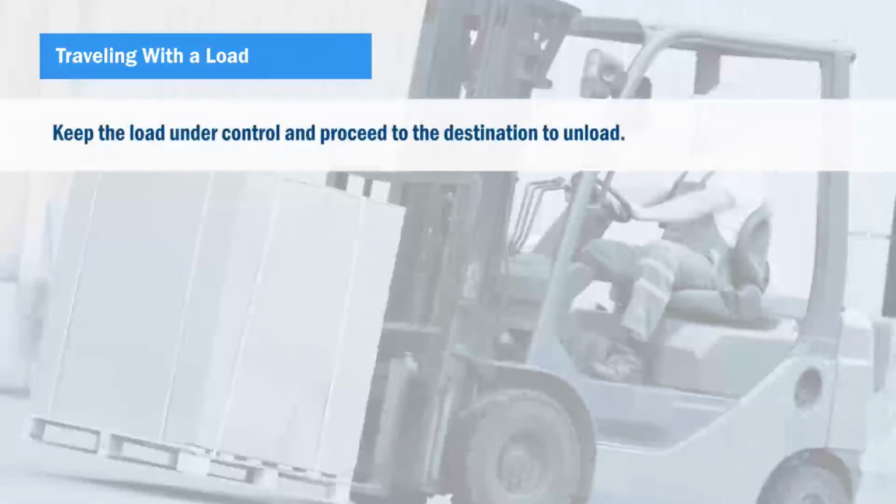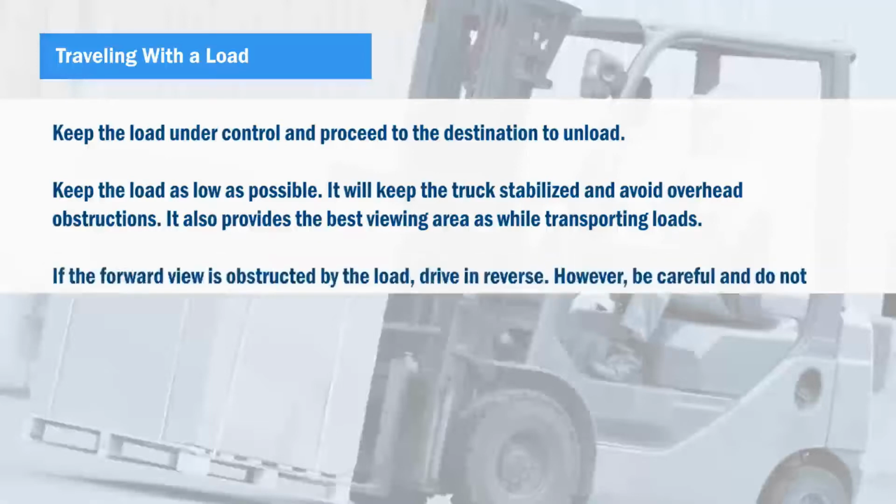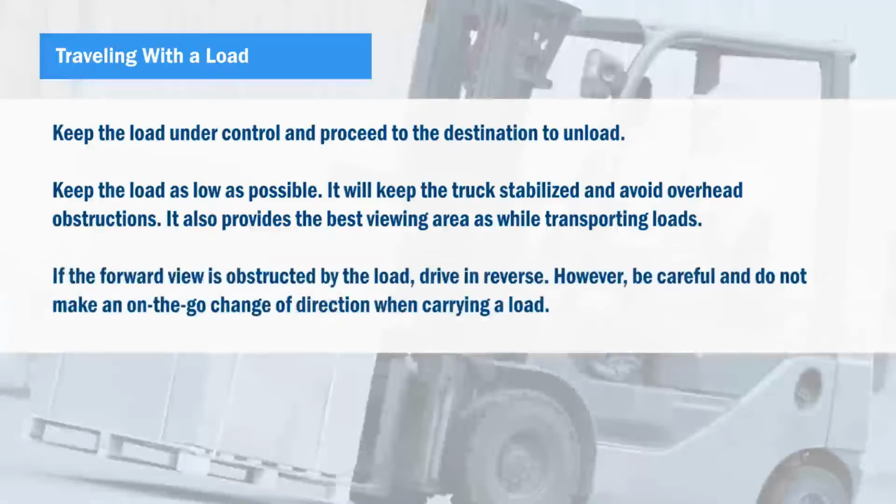Traveling with a load. Keep the load under control and proceed to the destination to unload. Keep the load as low as possible. It will keep the truck stabilized and avoid overhead obstructions. It also provides the best viewing area while transporting loads. If the forward view is obstructed by the load, drive in reverse. However, be careful and do not make an on-the-go change of direction when carrying a load.